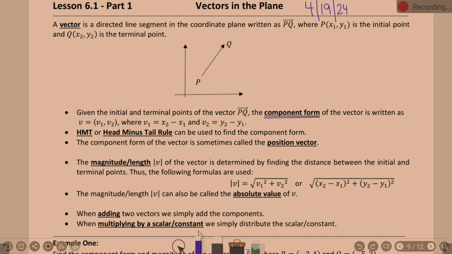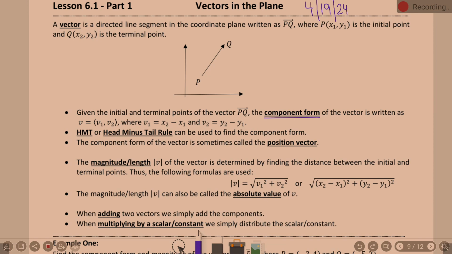Component form is something we're going to do a lot with. The component form of the vector is written as an ordered pair, except instead of your typical parentheses, it uses pointy, triangular brackets. Your vector in component form is written as <v1, v2>, where v1 is found by subtracting your x's, always x2 minus x1, and v2 is found by subtracting your y's, always y2 minus y1. So what I'm saying here is it's always the terminal minus the initial points.